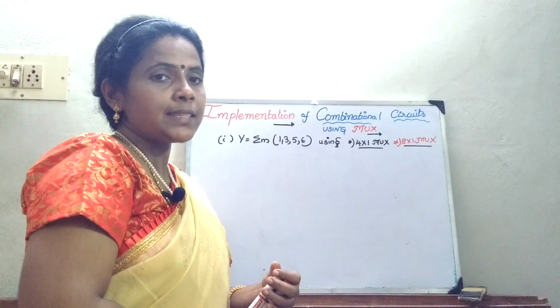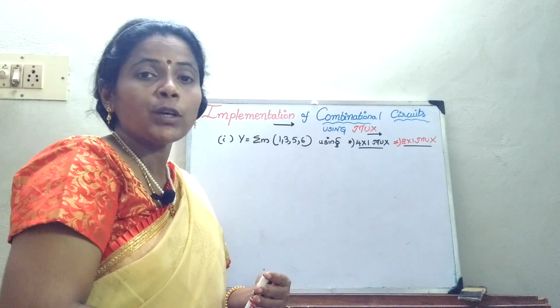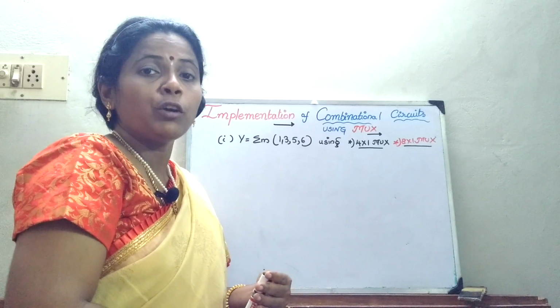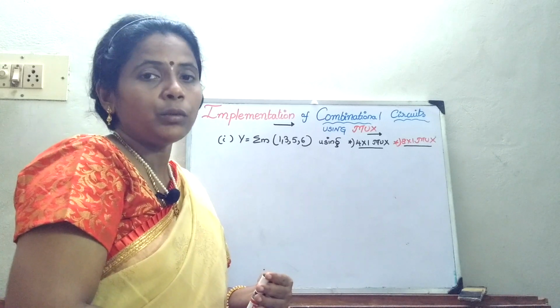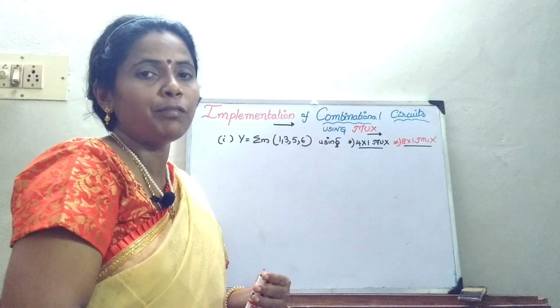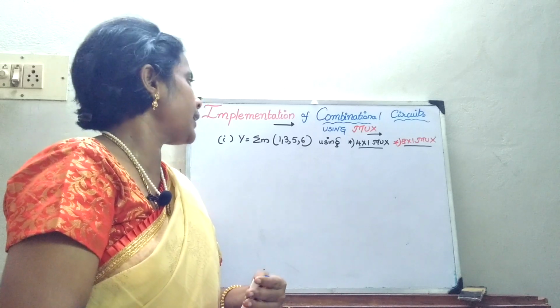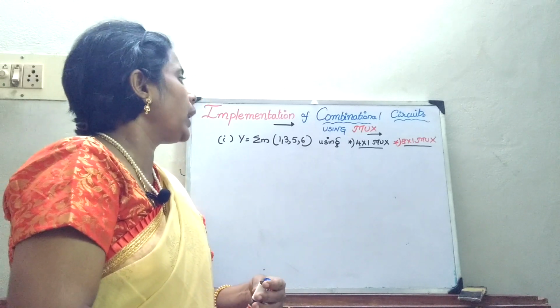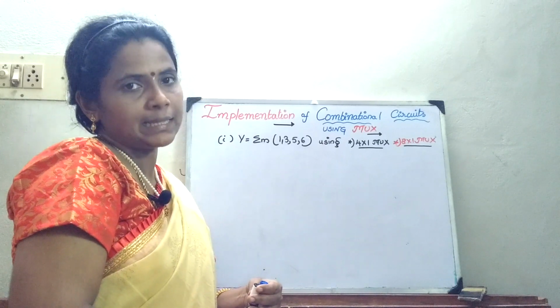So in the last session, we have seen how to design an 8x1 mux using two 4x1 mux and a 2x1 mux. That is, dual 4x1 mux and 2x1 mux. Now in this class, we will see how to implement the combinational circuits using multiplexer.